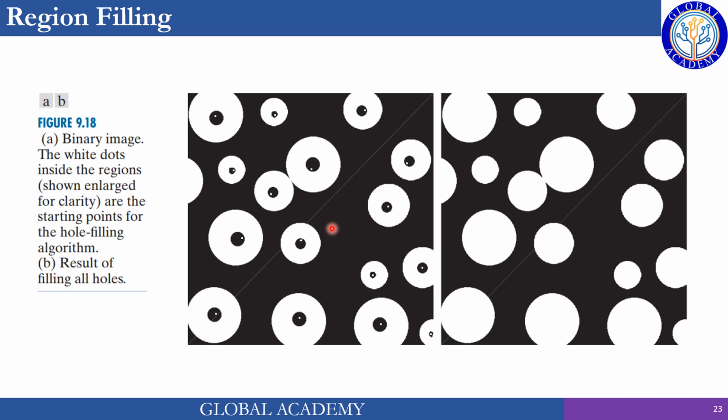So same region filling example, we can use these images just to remove these dots, and all the white dots within black dots are in fact the starting points. So they are taken randomly, I mean different locations. So after applying region filling many times, we got this output.